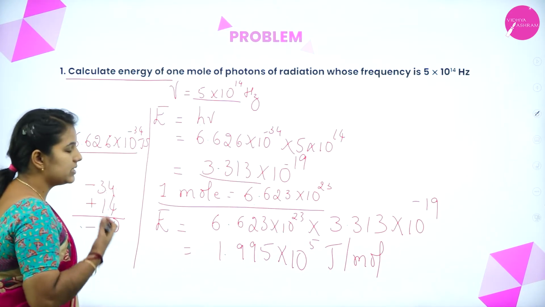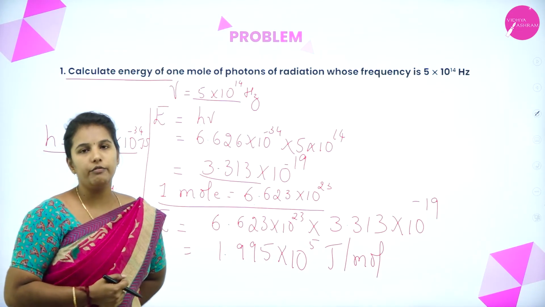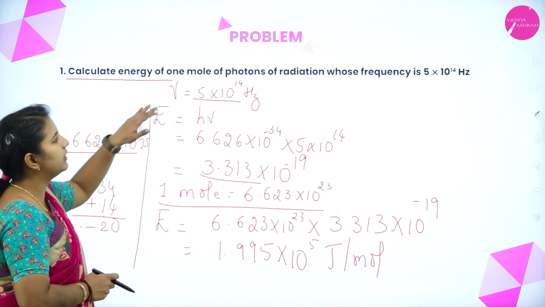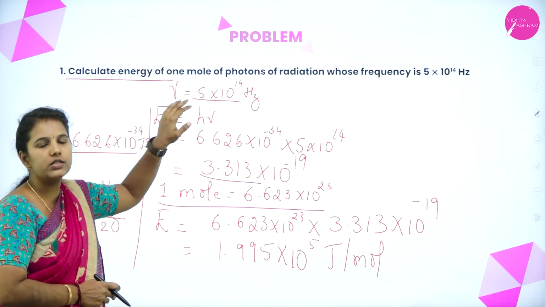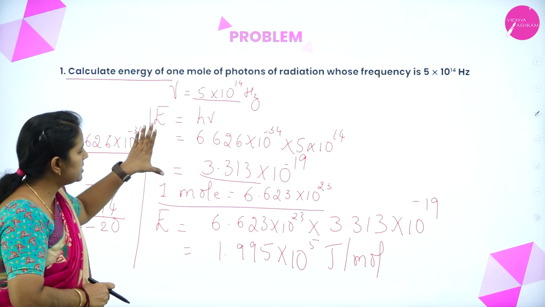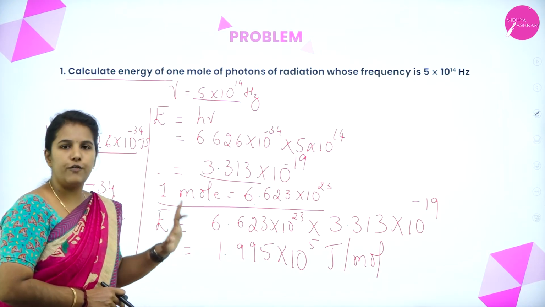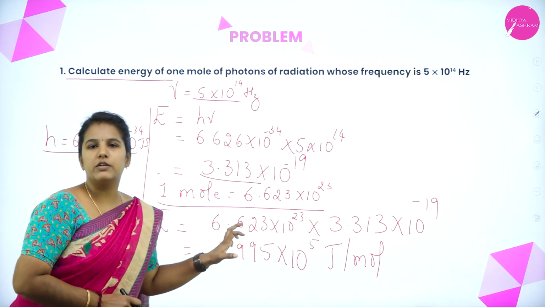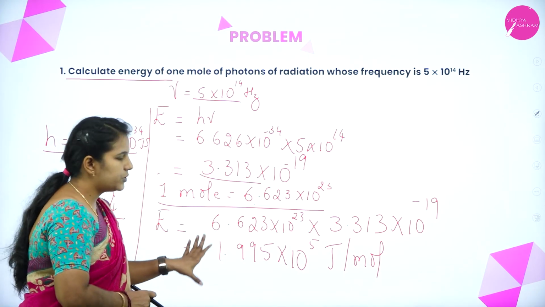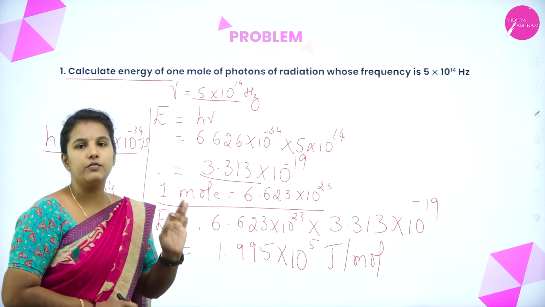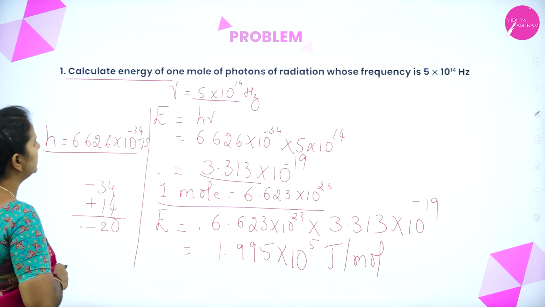This is how we can easily calculate the energy of 1 mole of photons by using the frequency. In the first step, I have written the given frequency. In the next step, I have calculated the energy by using the Planck's constant along with the frequency. After knowing the energy of the photon, we need to calculate the energy of 1 mole of photons. We know that 1 mole is always equal to 6.023 into 10 to the power of 23. I have substituted this value into the above equation and I get 1.99 into 10 to the power of 5 joules per mole. Hope you all understood this.